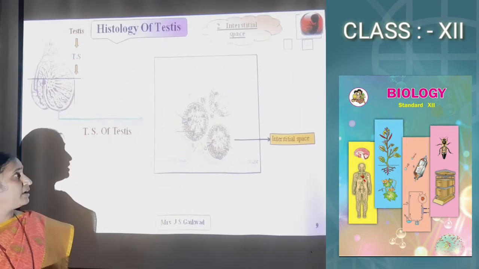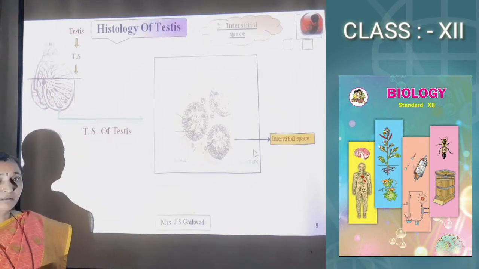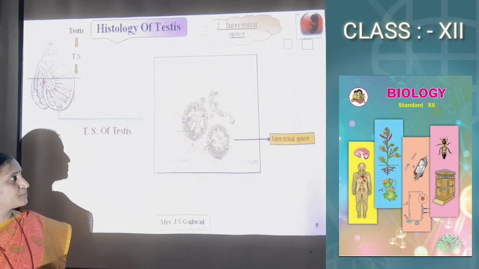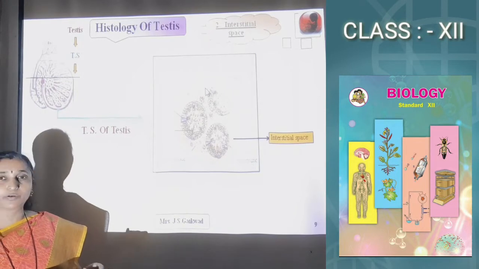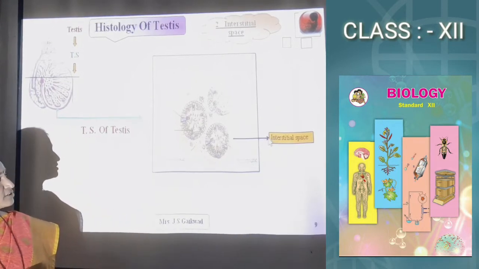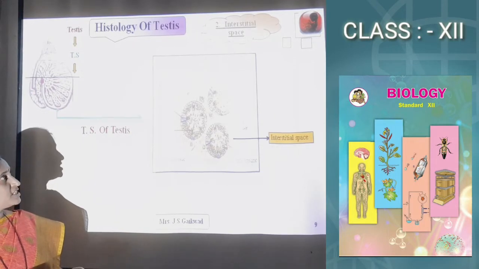Where is it present? In testicular lobules, many seminiferous tubules are present, and around these seminiferous tubules is a space which is filled with loose connective tissue. That is the interstitial space. What does this interstitial space contain? It contains the seminiferous tubules.